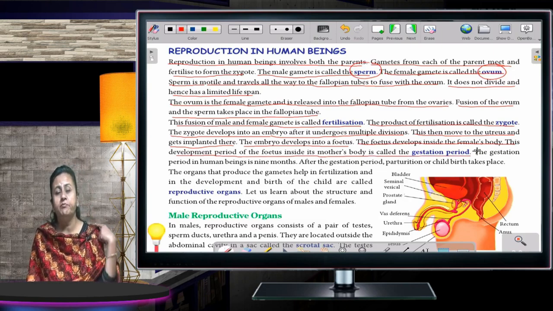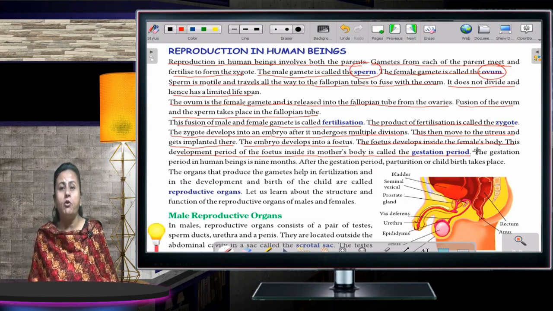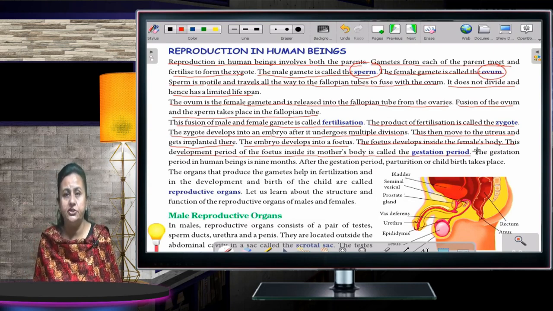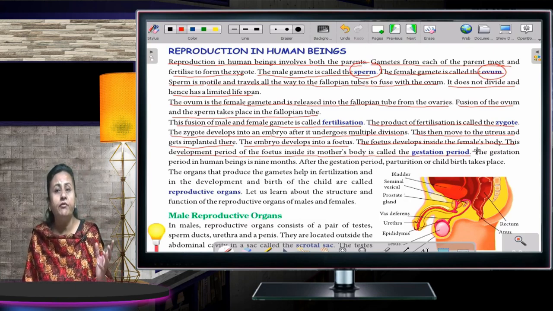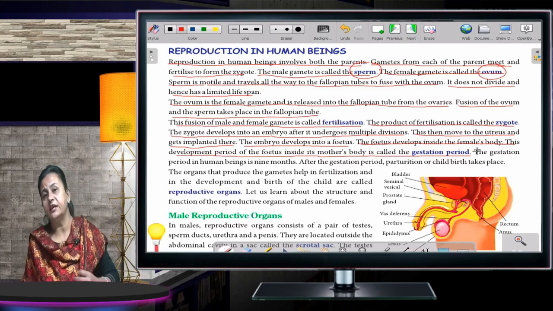Every living organism has a different gestation period. Gestation period is the period in which the fetus is inside the mother's womb. Like in human beings, what is the gestation period? It's 9 months. The gestation period in human beings is 9 months. And what is gestation? The development of the fetus inside the mother's womb into a baby is known as gestation.